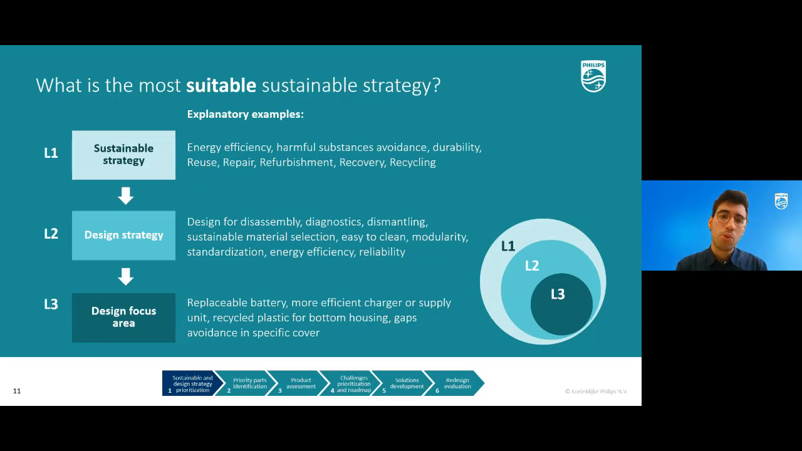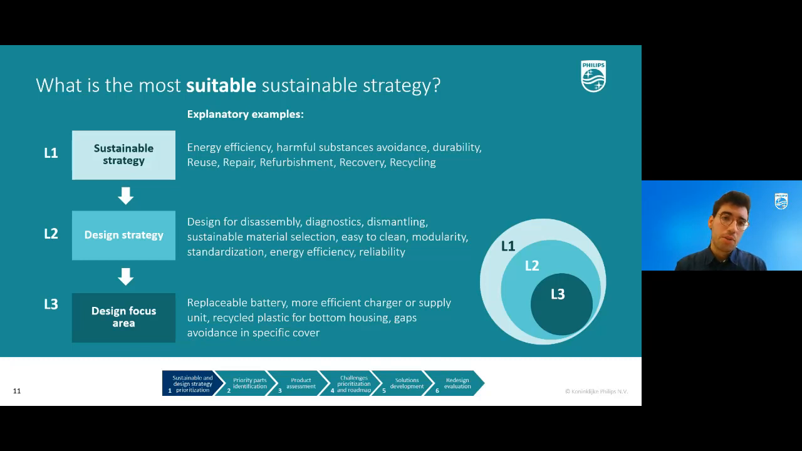After we define the most suitable sustainable strategies, that by the way could be multiple ones connected to each other, we then go a layer deeper. We identify those design strategies that are necessary to enable that overarching sustainable strategy. Again, examples of design strategies are design for disassembly, but also much beyond that. So for instance, diagnostics, design for dismantling, design for cleanability or standardization.